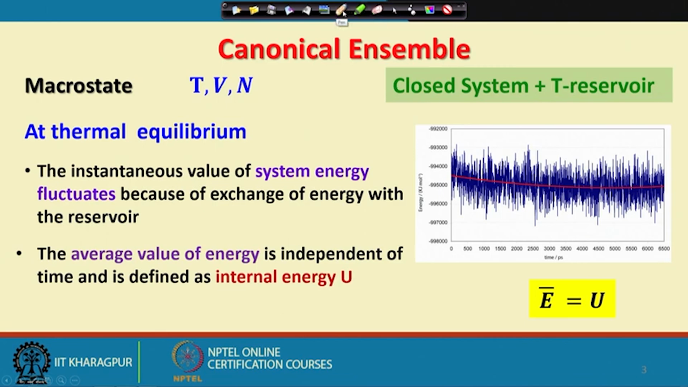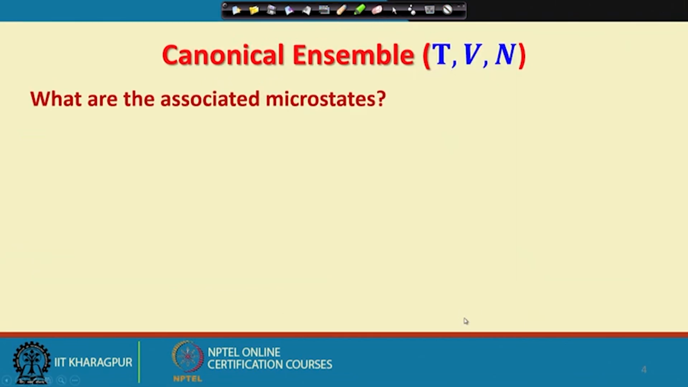Now, what is the consequence of this observation? When I look at the consequence, I would like to remind you that the value of energy of the system directly affects the number of microstates accessible to the system. We have discussed this topic in detail. So, let us next ask the question, when the total energy is fluctuating about a time independent average value, what happens to the associated microscopic states?